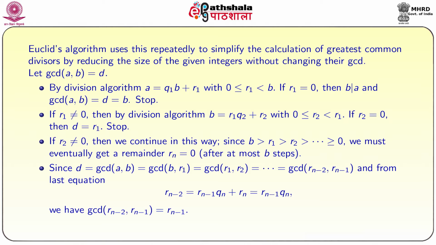So, since D is equal to GCD of A comma B, which is also equal to GCD of B comma R1, which is equal to GCD of R1 comma R2 and so on, up to GCD of Rn minus 2 comma Rn minus 1, from the last equation we have that Rn minus 2 is equal to Rn minus 1 Qn plus Rn, which is equal to Rn minus 1 into Qn. Thus, GCD of Rn minus 2 comma Rn minus 1 is equal to Rn minus 1, that is also the GCD of A comma B.